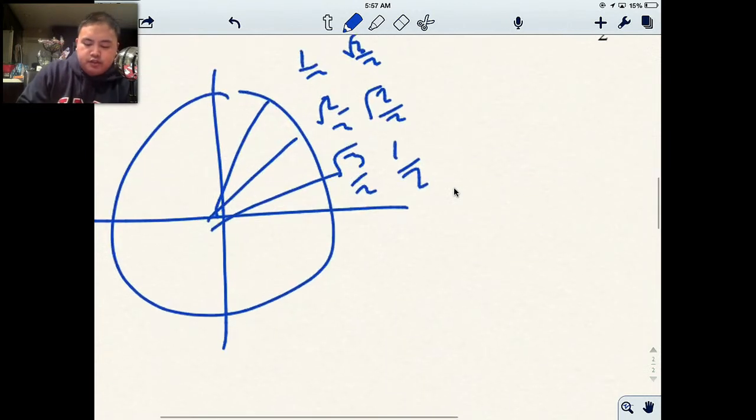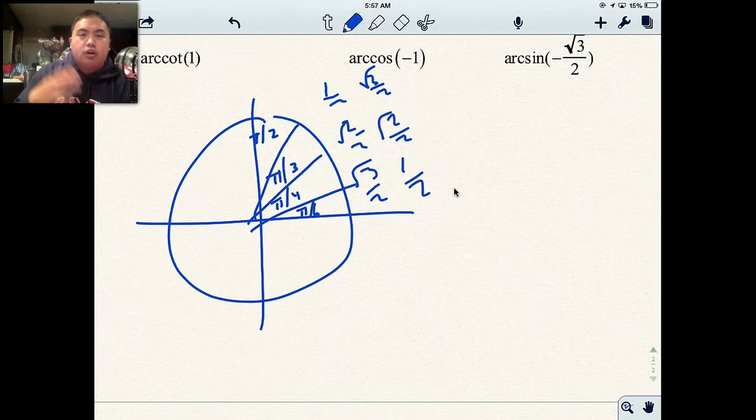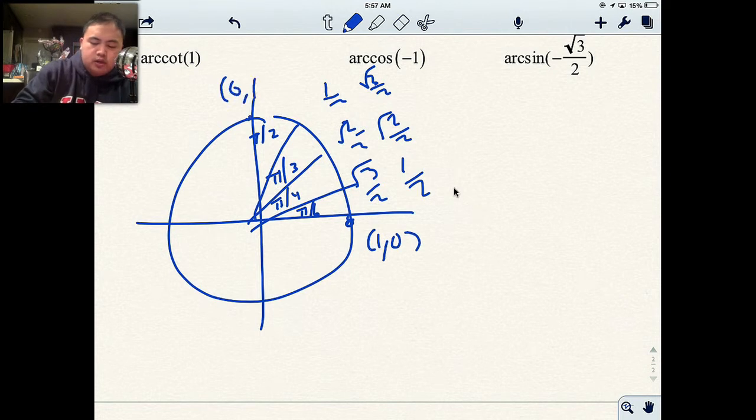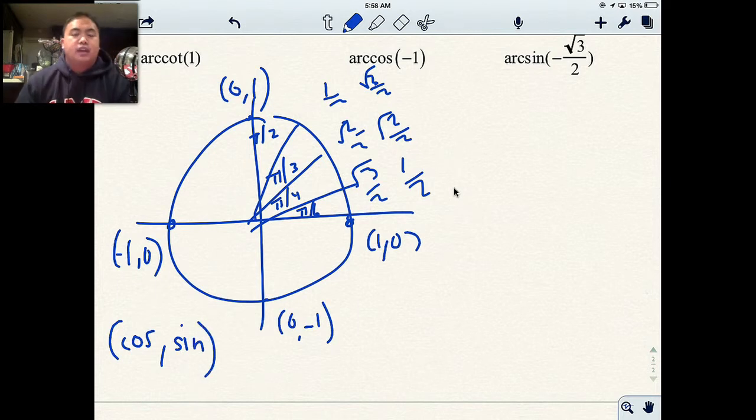And then the one thing that you probably forgot is what these measures are. Well, this first measure, if I zoom in, is pi over 6. This is pi over 4. This is pi over 3. And this 90 degrees is pi over 2. And the last thing I told you that you need to know are the four main points. This one is (1, 0). This one's (0, 1). This one's (-1, 0). This is (0, -1). Another thing I also taught you is that the x-coordinate is cosine and the y-coordinate is sine. Okay, that's everything about the unit circle.